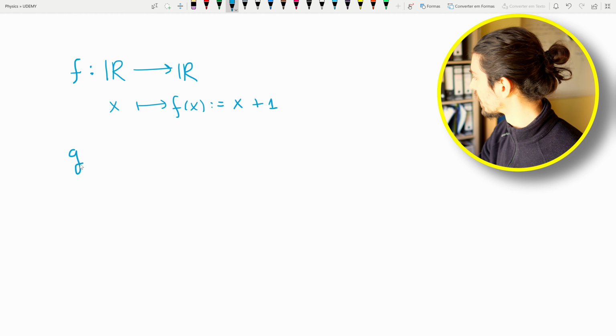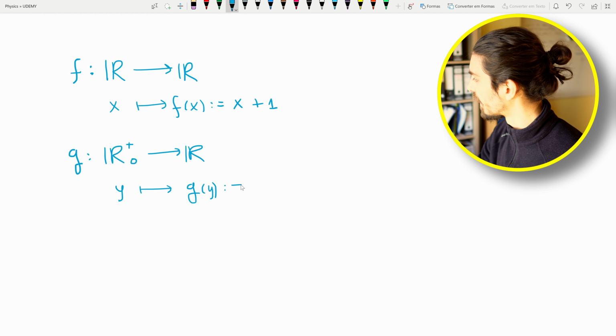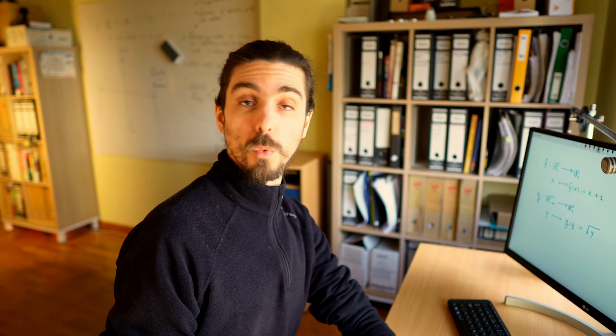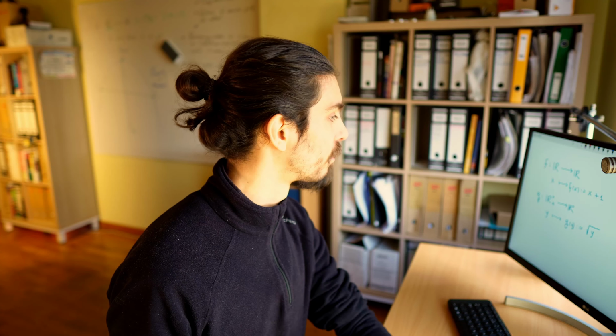And our second function g will map all reals positive or 0 into reals, and every y is mapped into g of y, and the function g of y is an abbreviation for the square root of y. Now, we want to make the compositions and get the domains for both compositions. So let's start with the first one.